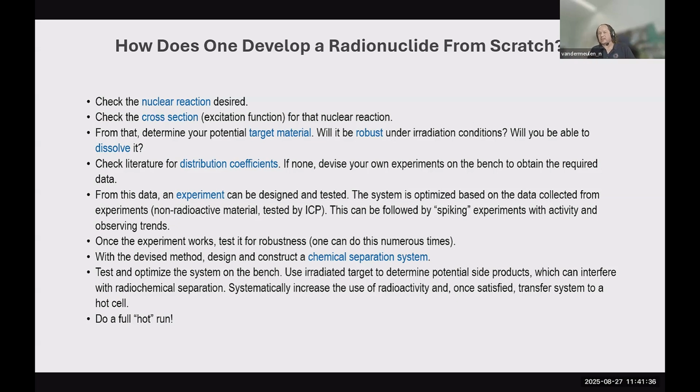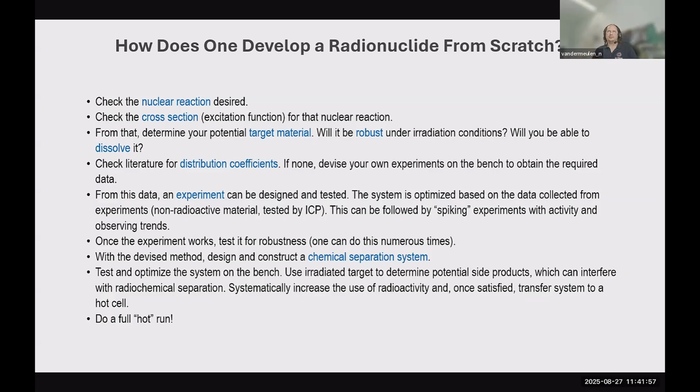And then after that, you have to determine, can you actually dissolve this target material to be able to apply it towards chemical processing under specific chemical conditions? So that target material has a great deal of responsibility. It has to be robust in the beam. It has to be dissolved towards being able to get your nuclide out.